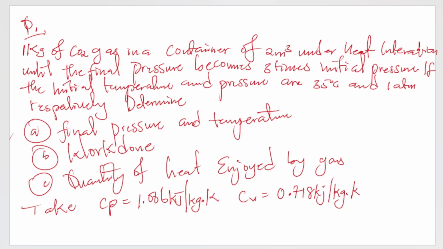work done, quantity of heat enjoyed by the system. Now looking at the question given, we're actually given to find three things. The first thing is to find the what? The final pressure and temperature.